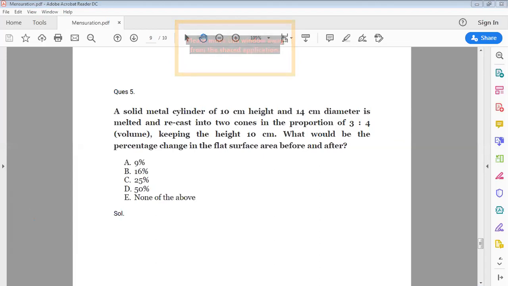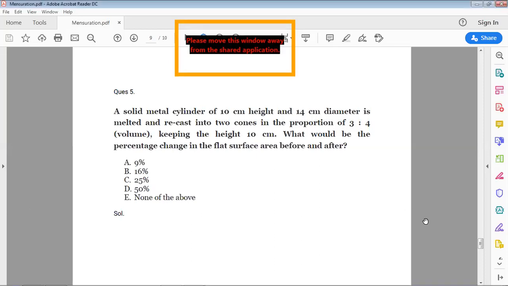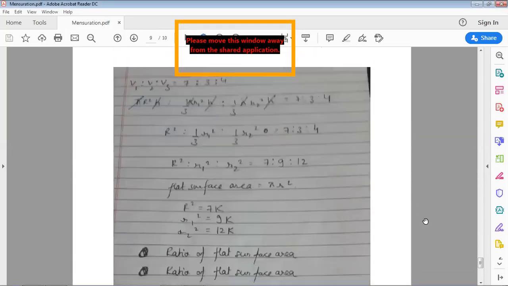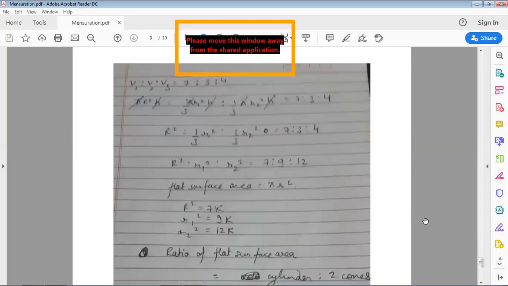Two minutes is over, and I think I should move forward with the solution now. Okay, then I will be moving with the solution. Sorry, I have not written steps here. I will be explaining the steps to you all.